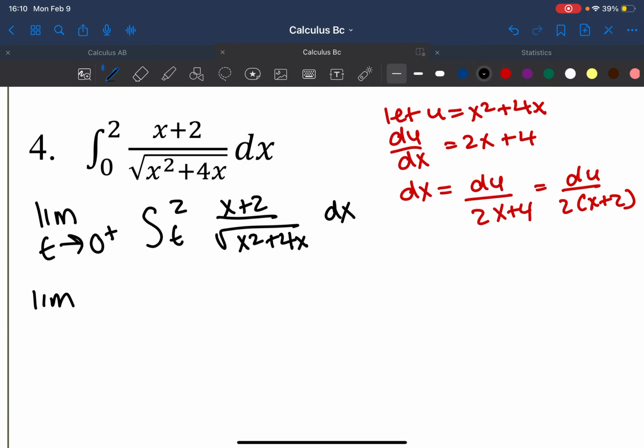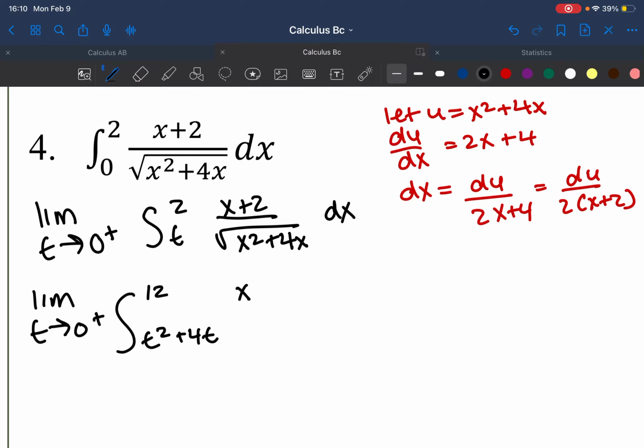So I have the limit as t approaches 0 from the right of the integral from, and now I have to plug in these values into u to get my new bounds. So for x equals 2, I have 2 squared, which is 4, plus 4 times 2, which is 8, so I have 12. And then here I have t squared plus 4t, of (x plus 2) over the square root of u, du over 2(x plus 2). So x plus 2 cancels out, and I can take out that divide by 2 and make it a 1/2 in the front.